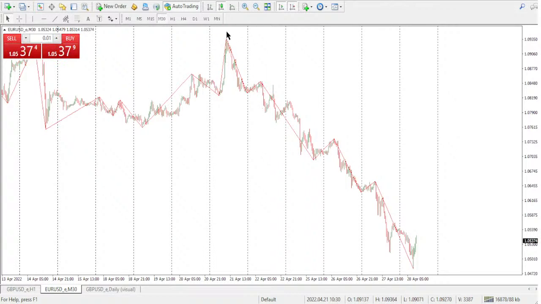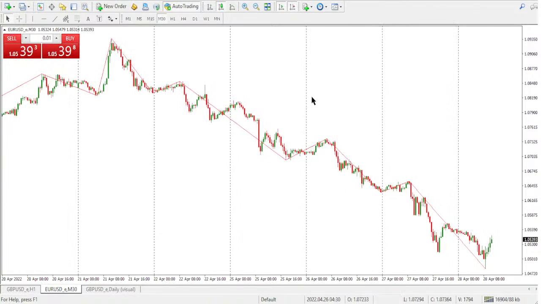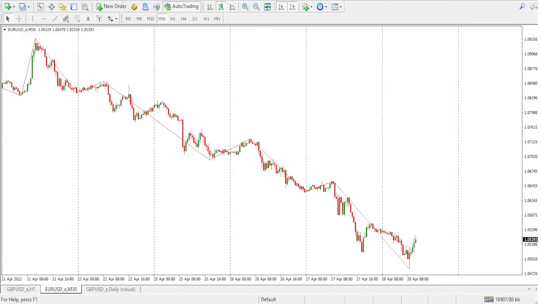We take this as the swing high, the top here. This is the swing high, and then this is the swing low. This is a high, this is a low, this is a high, this is a low, then this is a high, then this is a low. So as you can see, so far the price looks like it has been forming lower highs.